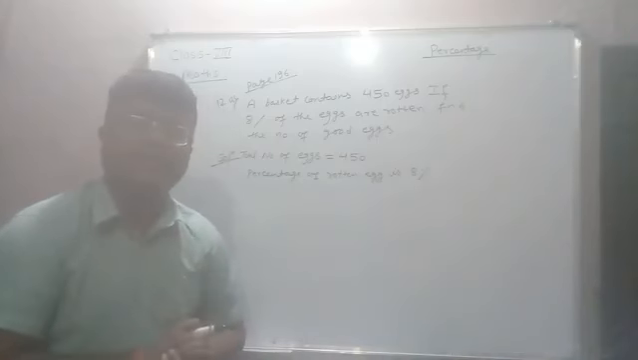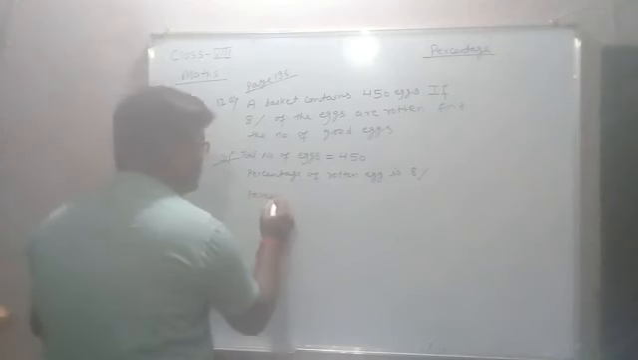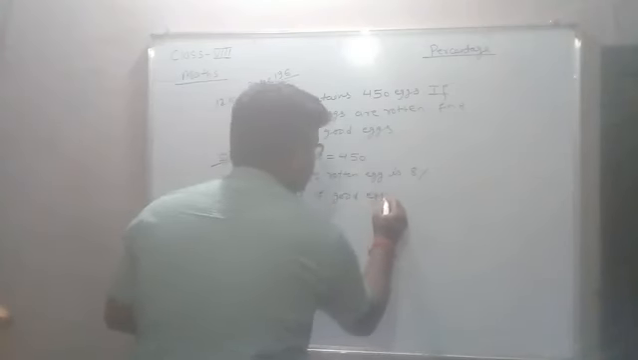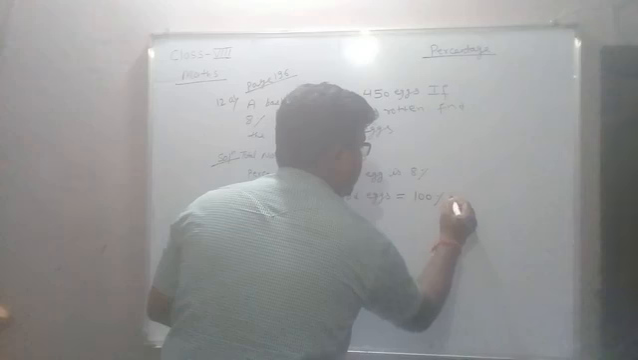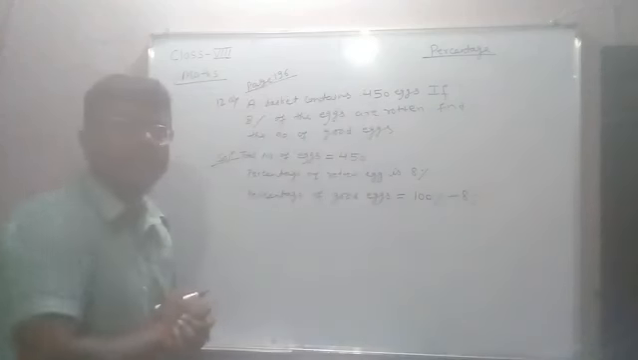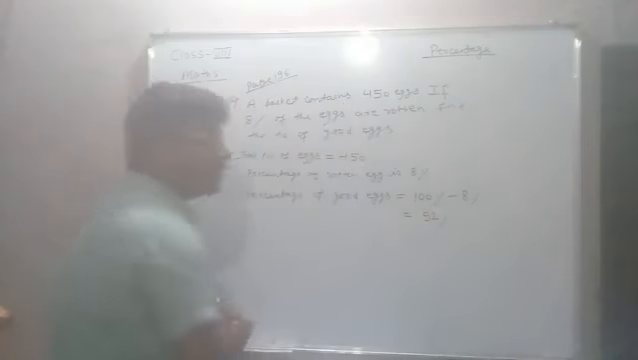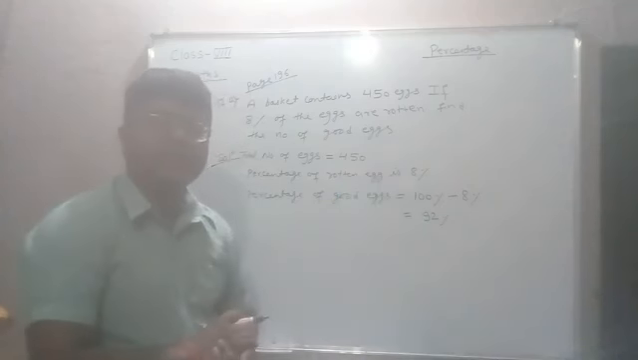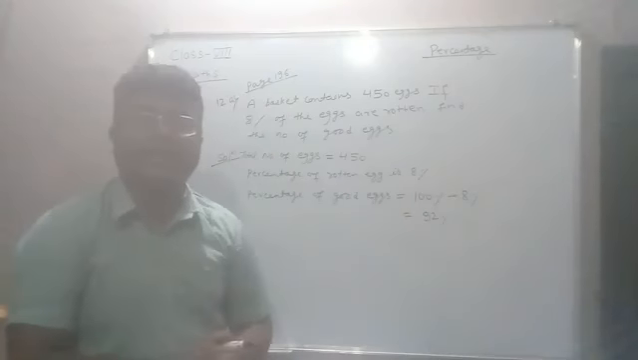So what is the percentage of good ones? The percentage of good eggs is equal to 100%, the total, minus the percentage of rotten eggs, and we get the percentage of good eggs, that is 92%. It's very simple. The percentage of rotten eggs is 8%, so the percentage of good eggs is 100% minus 8%, which is 92%.